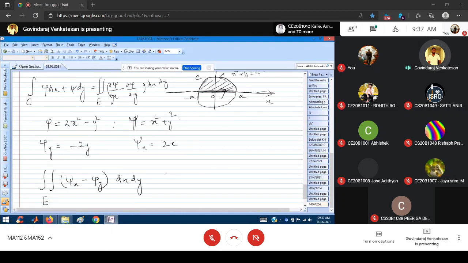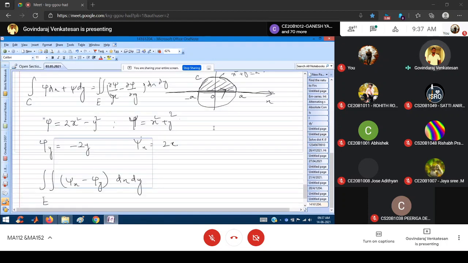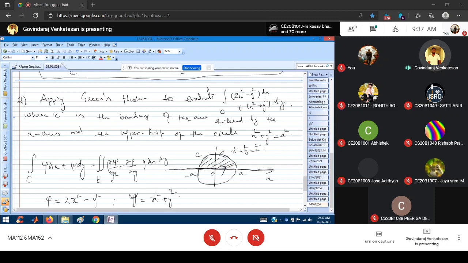So you have to use Green's theorem, right? By using Green's theorem, instead of finding the single integral, we can find the value of the double integral. Otherwise you have to draw the two curves, from minus a to plus a is the curve C1, and this is the curve C2. You have to find the value of y on the x-axis and on the top. So instead of doing it that way, you can just apply Green's theorem.